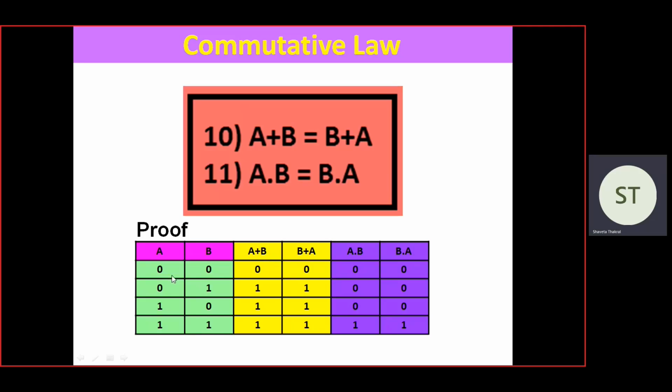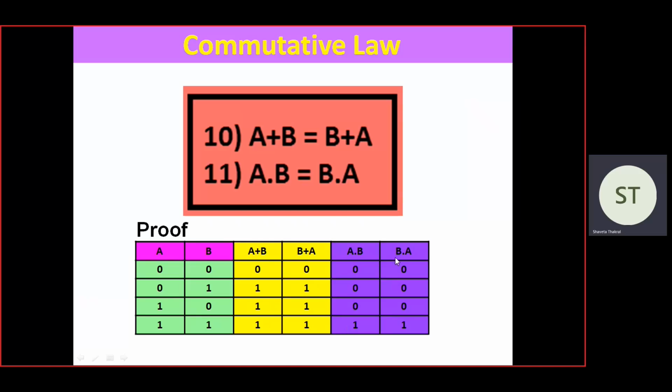So what is A or B? 0 ORed with 0 is 0, 0 ORed with 1 is 1, 1 ORed with 0 is 1, and 1 ORed with 1 is 1. Now we take B ORed with A, so 0 ORed with 0 is 0, 1 ORed with 0 is 1, 0 ORed with 1 is 1, and 1 ORed with 1 is 1. So we check A ORed with B is equal to B ORed with A. And here we check A ANDed with B: 0 ANDed with 0 is 0, 0 ANDed with 1 is again 0, then 1 ANDed with 0 is 0, and 1 ANDed with 1 is 1.